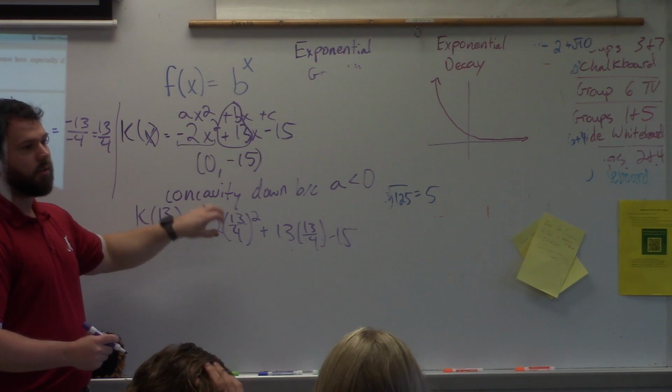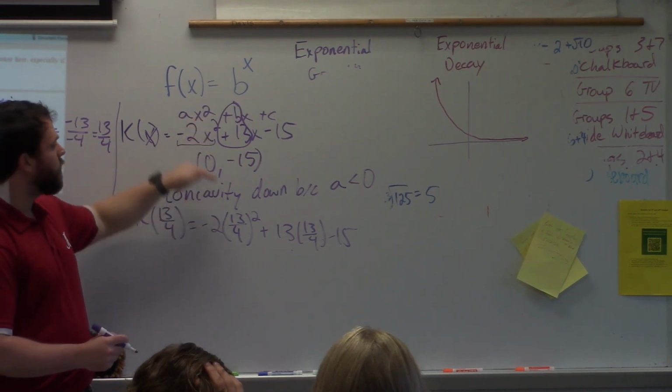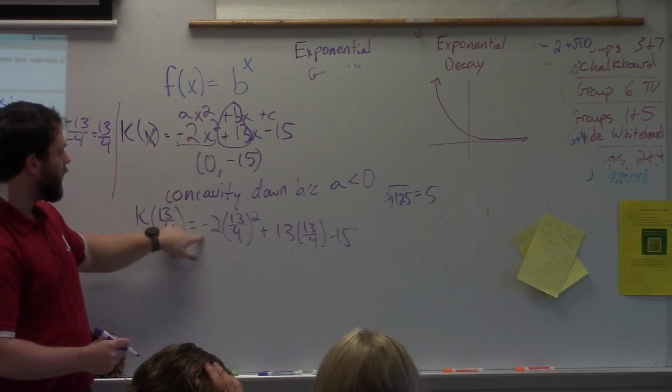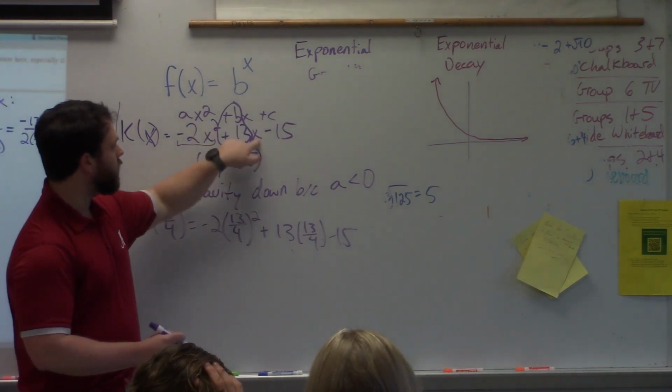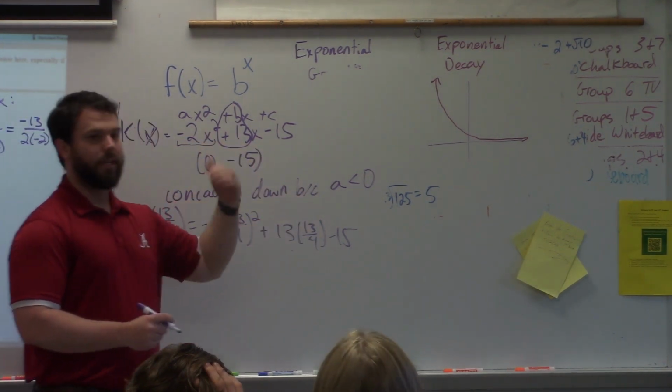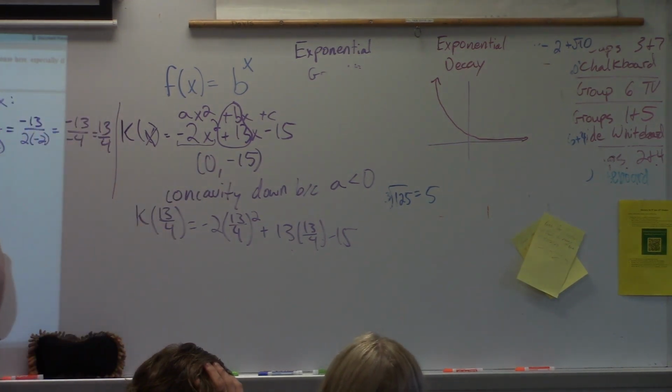That's something that's hurting a lot of us is we're not slowing down and going back to the original. Okay, I got my negative 2. I got 13/4 squared, 13/4 minus 15. I check myself. You got to move quickly, but you got to move efficiently. Check it. So there's my input, and then whatever we get out of that is my output, and that's going to be my vertex.